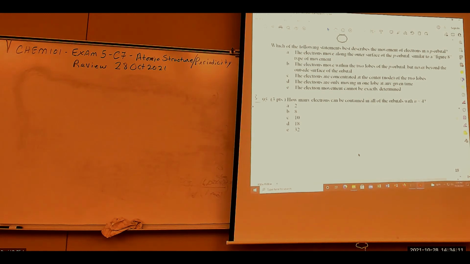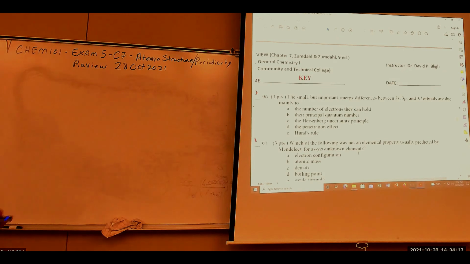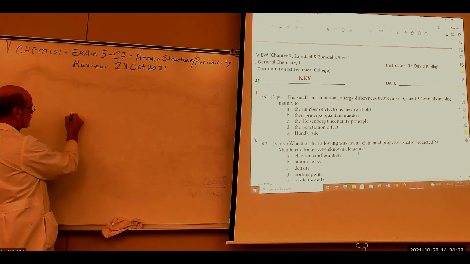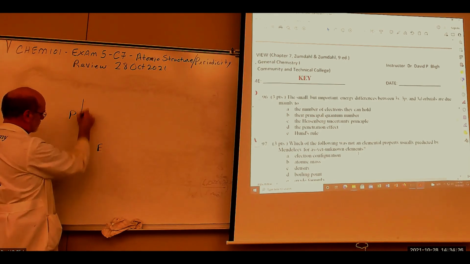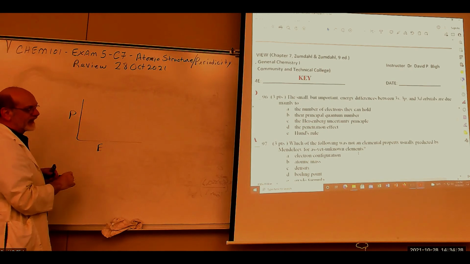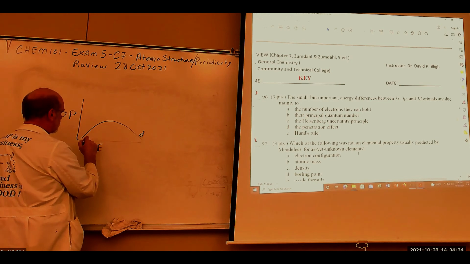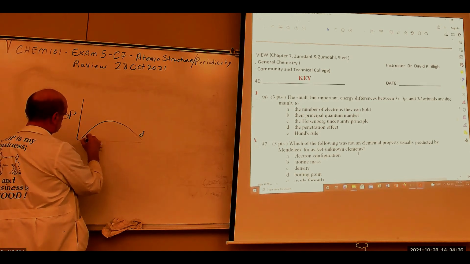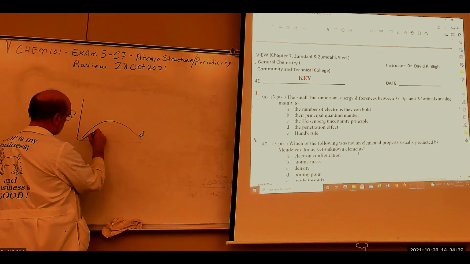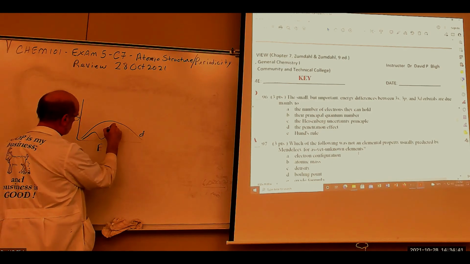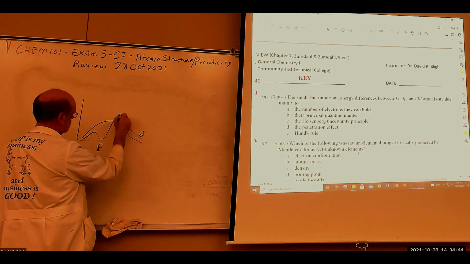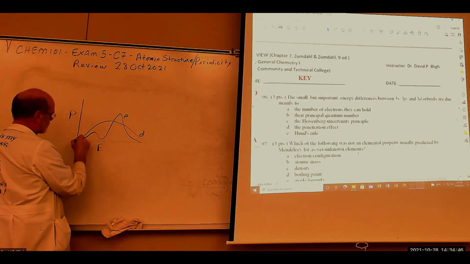All right. Now, we can dispense with 96 pretty quick. The small but important energy difference between 3s, 3p, and 3d orbitals is due to penetration. Remember those drawings of the orbitals on the same graph where we have probability here, energy there. At the 3 level, D looked more like this, and then P looked kind of like that. And S looked like this.